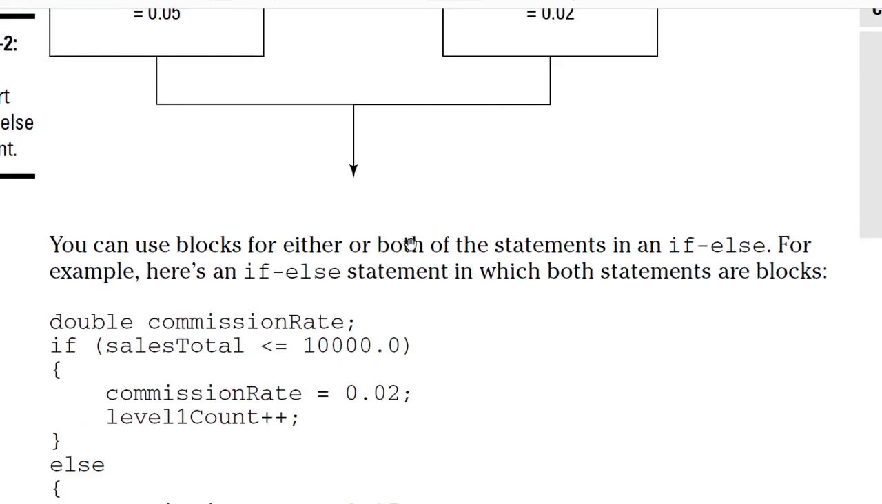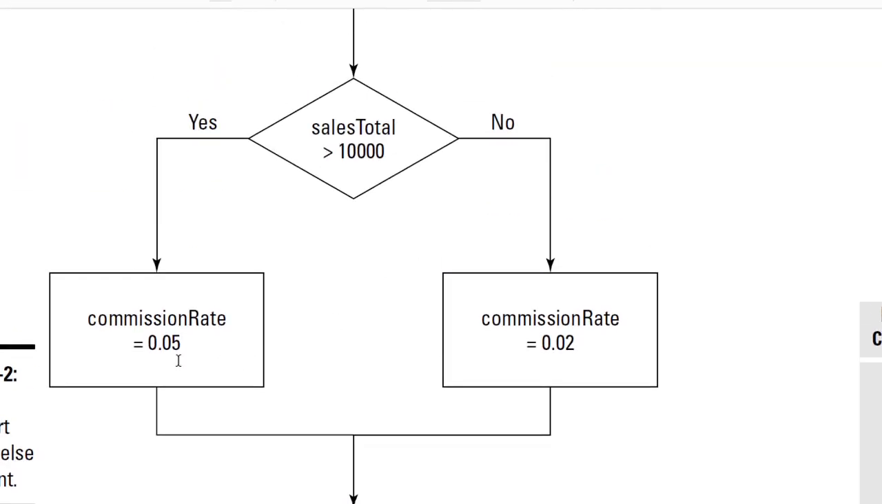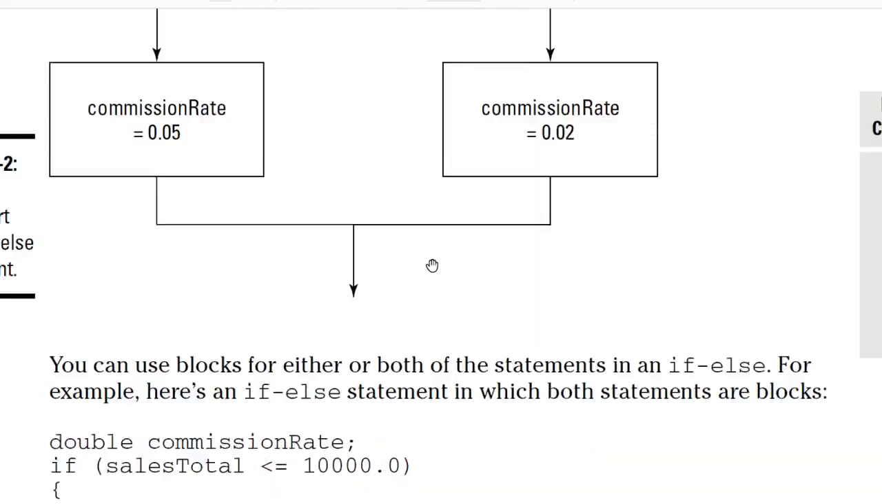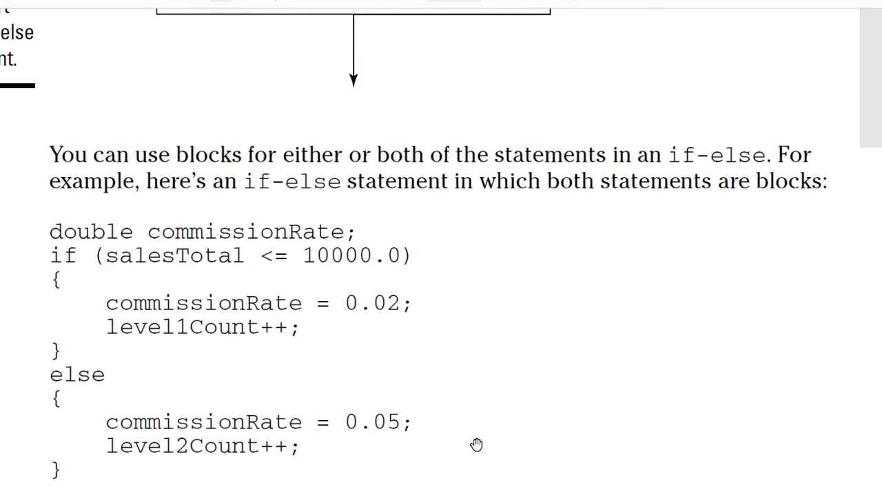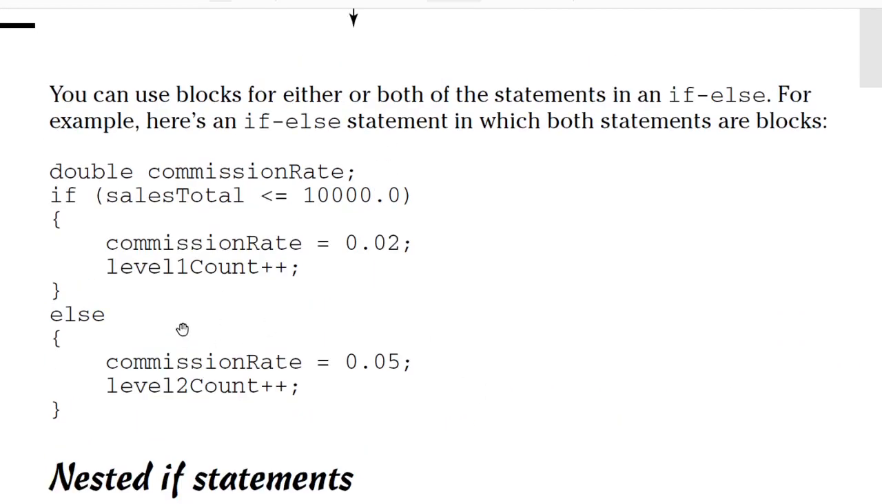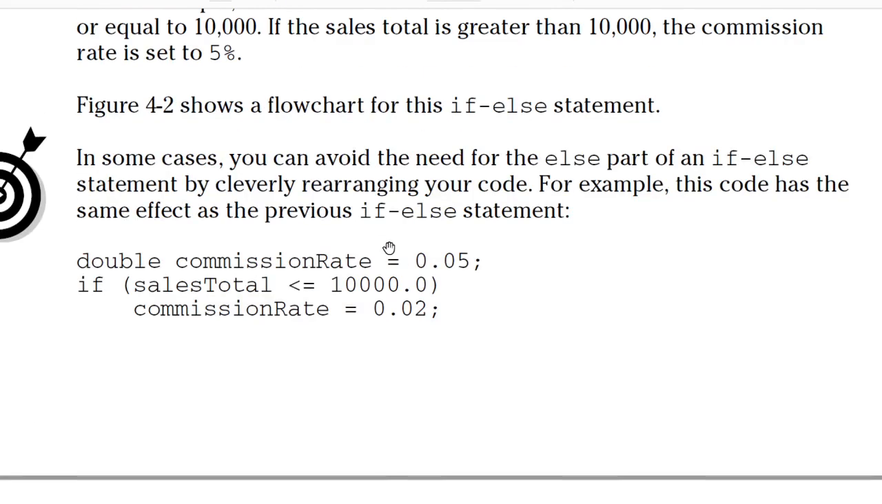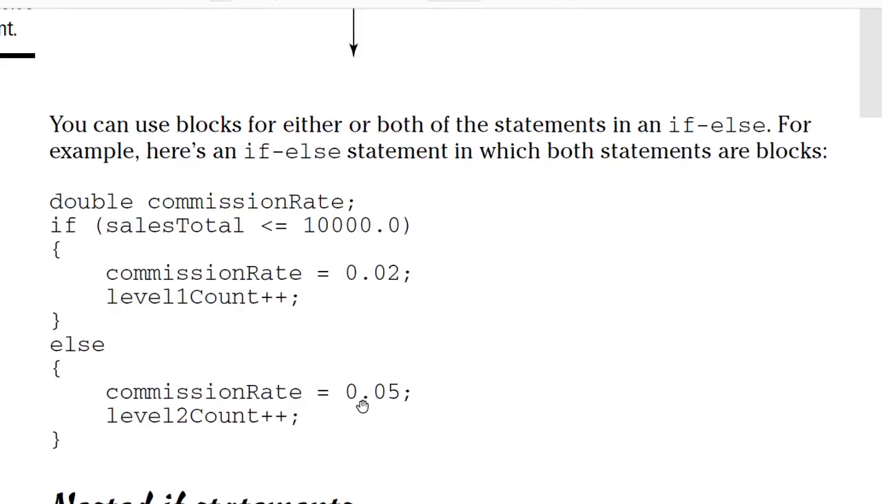That you are to calculate the rate of 5% commission if you have sales total greater than 10,000. If it is not greater than 10,000, that means it is from 10,000 and below, so the commission rate is 2%. Here it's just an incrementation. You just increment a counter, maybe for some calculations. You can increment, and at other times you can decrement. That's just it.